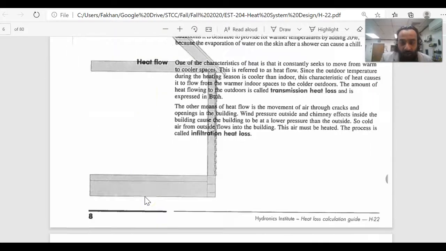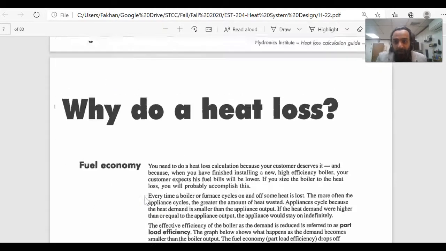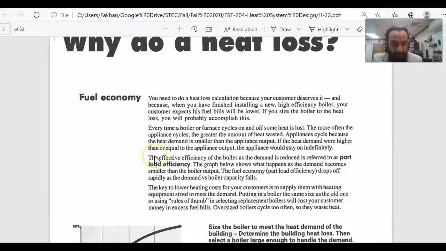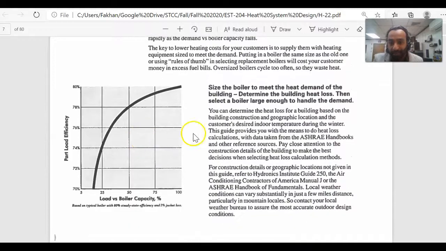Okay, heat loss, heat flow. Why do you need heat loss? They tell you it's about fuel economy. You want to make sure that you size the boiler correctly. And again, load versus boiler capacity.